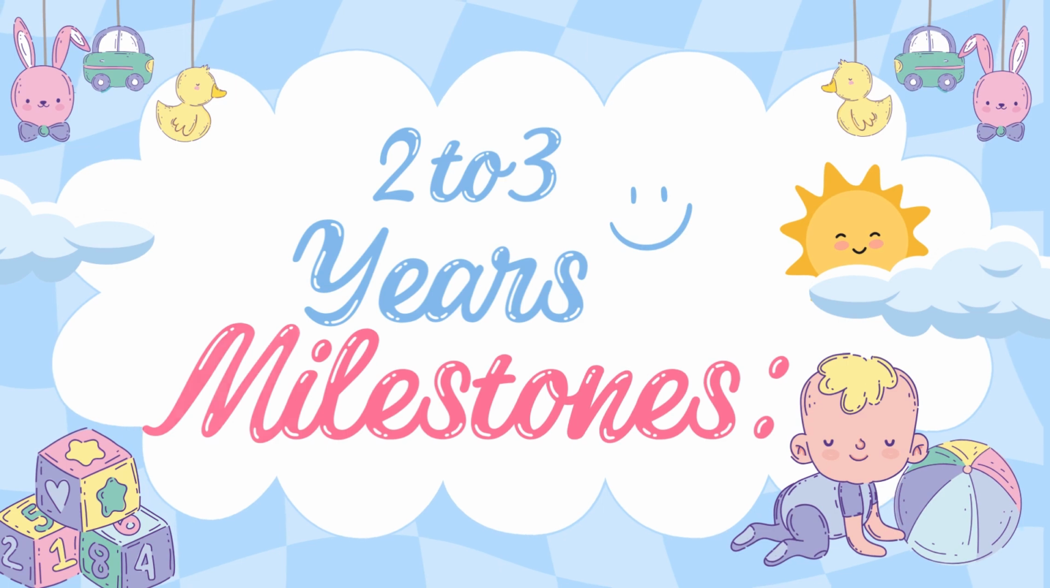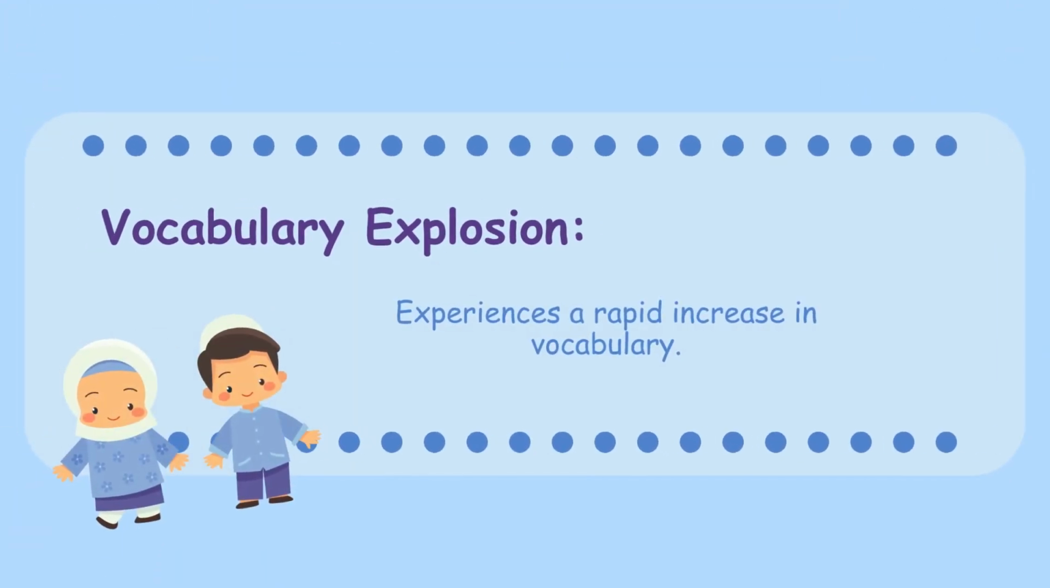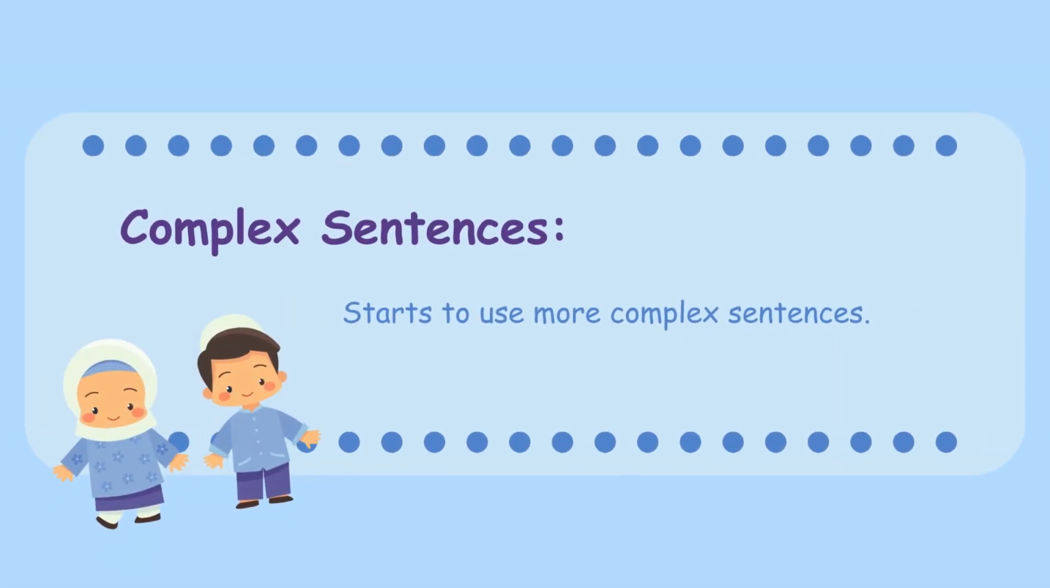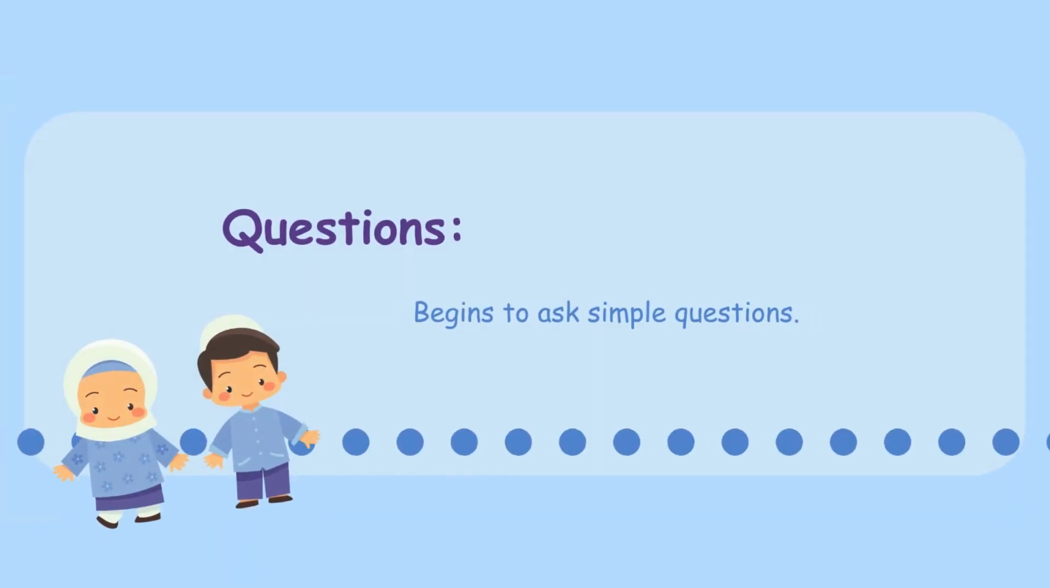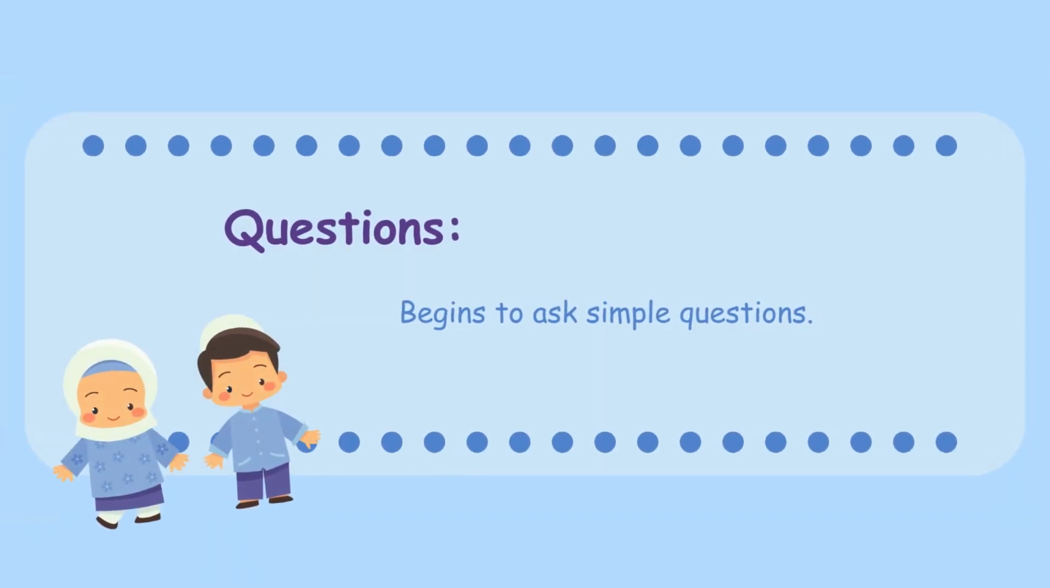2 to 3 years milestones. Vocabulary explosion: experiences a rapid increase in vocabulary. Complex sentences: starts to use more complex sentences. Questions: begins to ask simple questions.